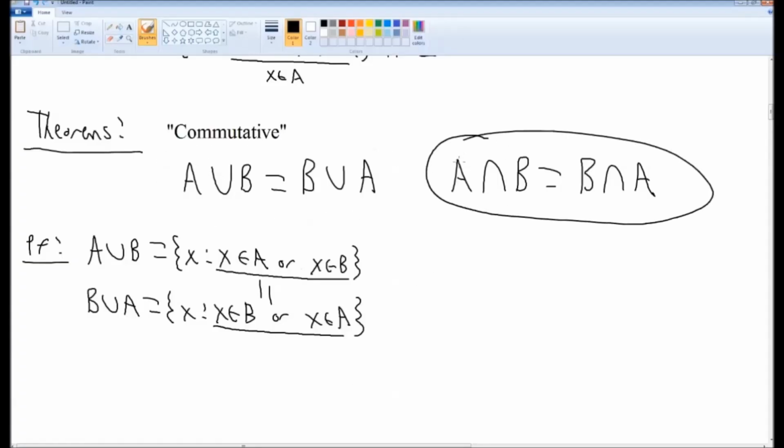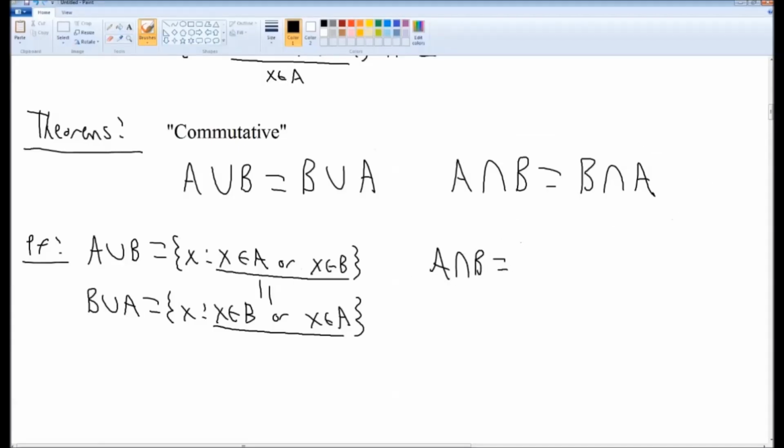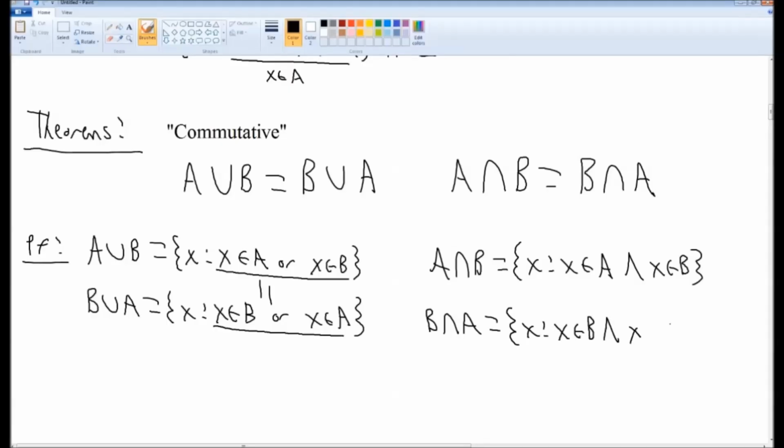Now what about this one? Well, same exact logic. A intersect B is the same as the set of X for which X is in A and X is in B. Remember, the symbol means and. But B intersect A is the set of X for which X is in B and X is in A. And now these two propositions are logically equivalent because saying you're in A and in B is the same as saying you're in B and in A.